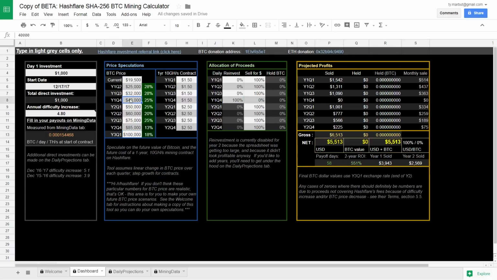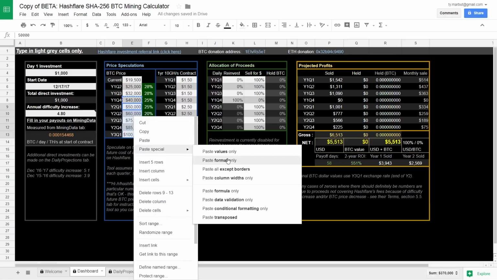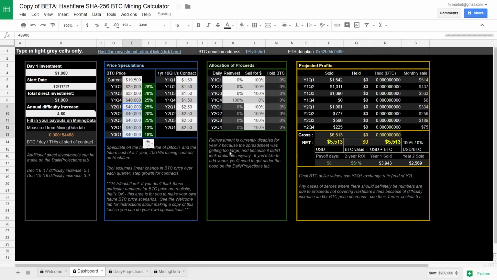So let's try something else. Let's copy this 40,000, and let's say that the Bitcoin price were to approximately stagnate during that time. Okay, it's going to be stagnant. Now that reinvestment that we made, look at that. That reinvestment that we made, all of a sudden is not that exciting.